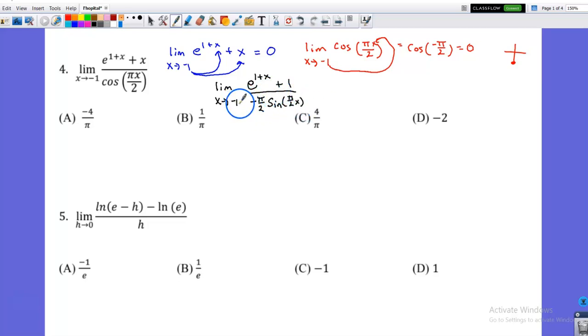Substituting in the -1. So a -1 substituted here would give me e to the 0, which is 1. 1 plus 1 is 2. Substituting -1 here, I'm looking for the sine of negative pi over 2. That's a -1. A -1 times negative pi over 2 is positive pi over 2. So that's 2 times 2 over pi, which is 4 over pi.